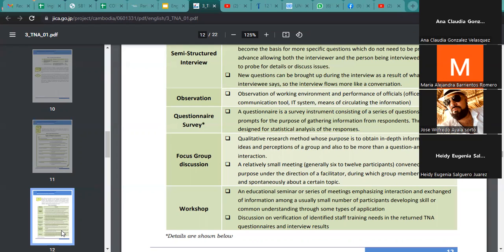Okay, questionnaire survey. A questionnaire is a survey instrument consisting of a series of questions and other prompts for the purpose of gathering information from respondents. They are often designed for a statistical analysis of the responses. Okay, that is kind of easy. What do you get from this?